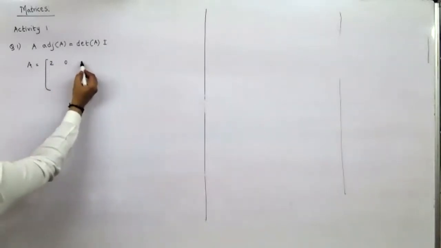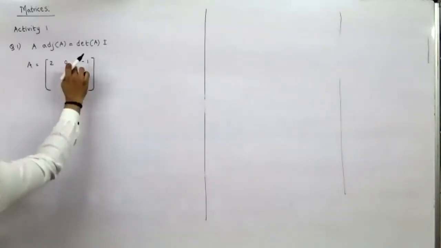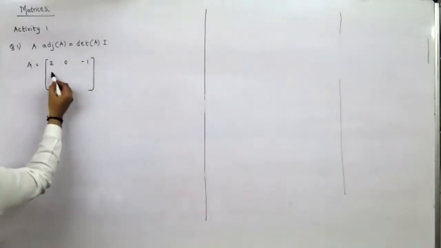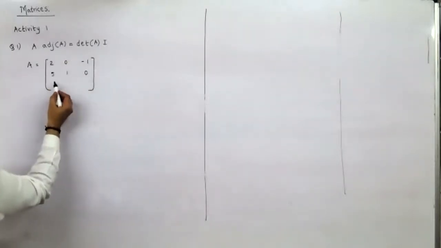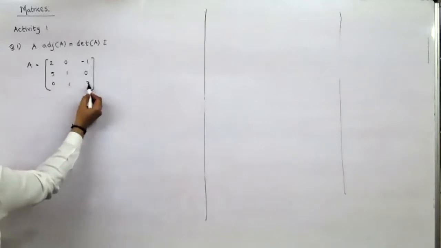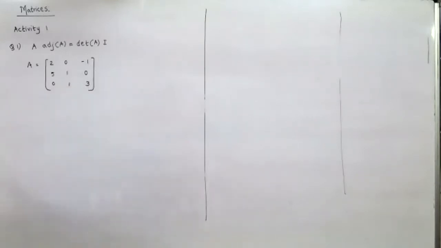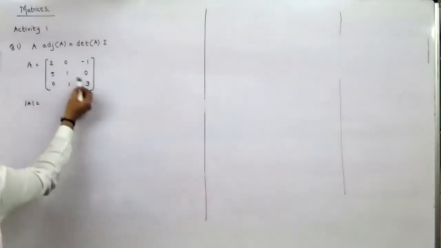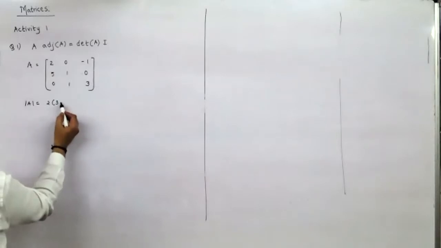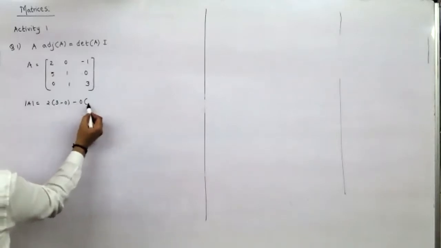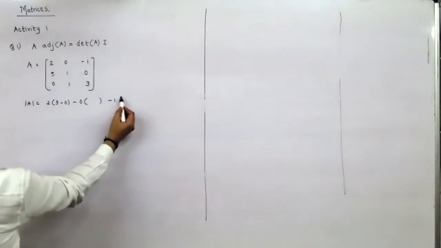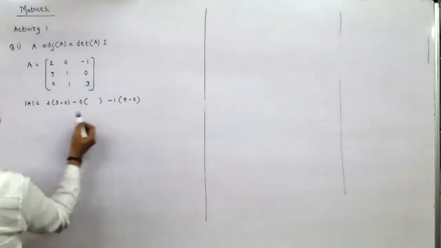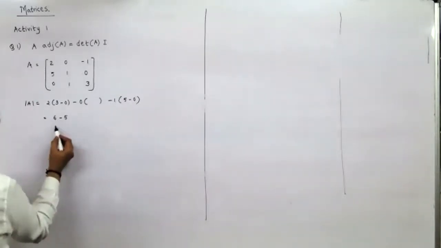A equal to 2, 0, minus 1; 5, 1, 0; 0, 1, 3. And they have asked you to prove this. Now, first thing, determinant value of A, how do you find it? It is 2 into 3 minus 0, then minus 0 into, then minus 1 into 5 minus 0. So this is 6 minus 5, this is 1.